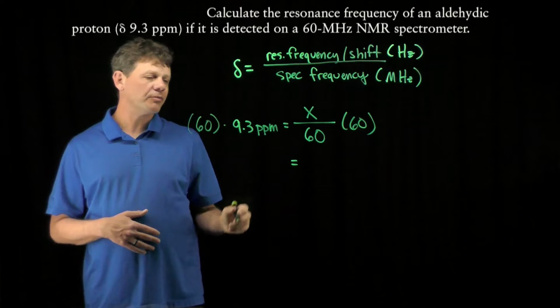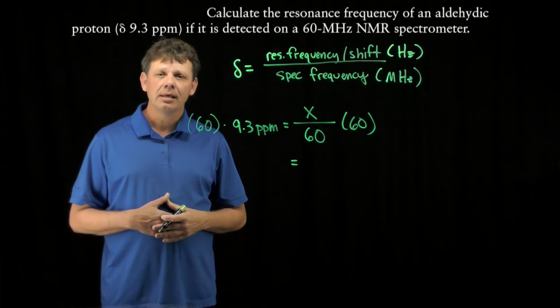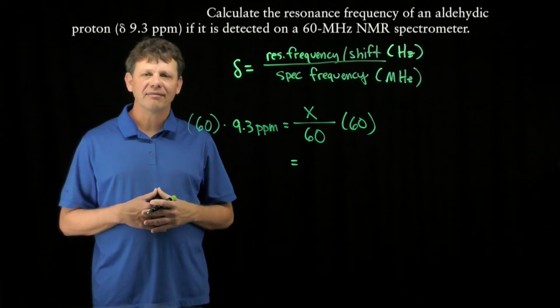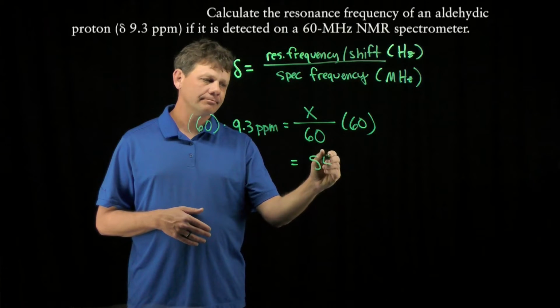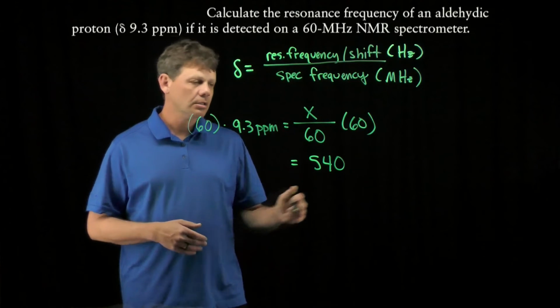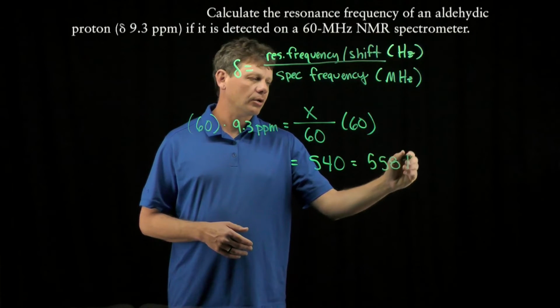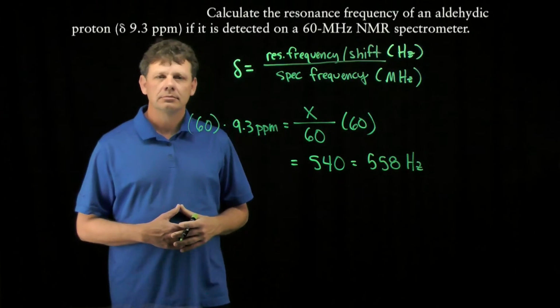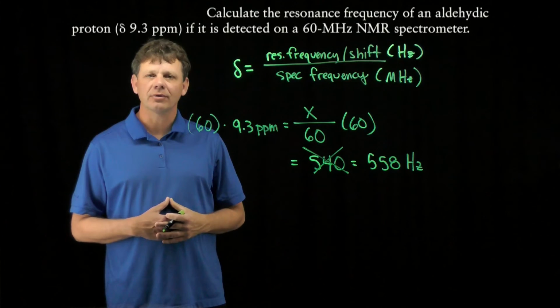And I should have done this before I started the video, but 60 times 9.3 should be something like 540-something-ish, or 558 hertz. Calculators are helpful for that.